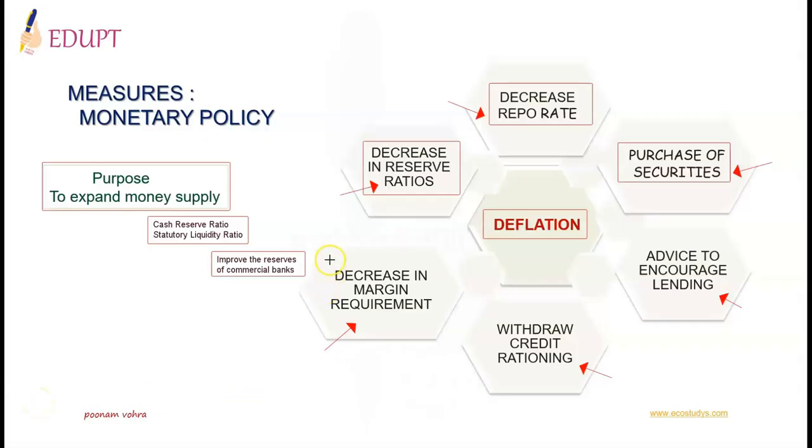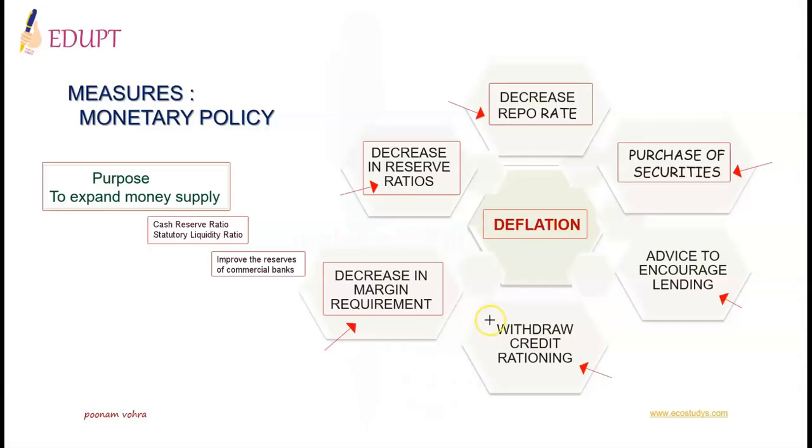Similarly, there will be decrease in margin requirement. That is, margin is the difference between amount of loan and market value of security offered by the borrower against the loan. If margin fixed by the central bank is 20%, then commercial banks are allowed to give loans up to 80% of the value of security. Decrease in margin requirement means raising the borrowing capacity of the banks and hence increase in money supply.